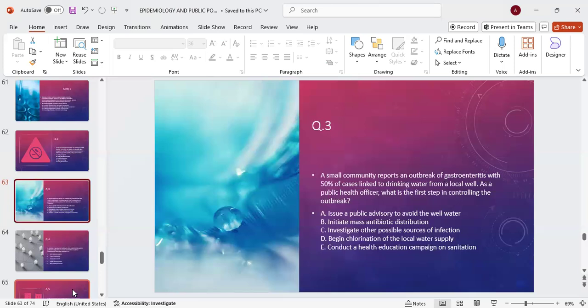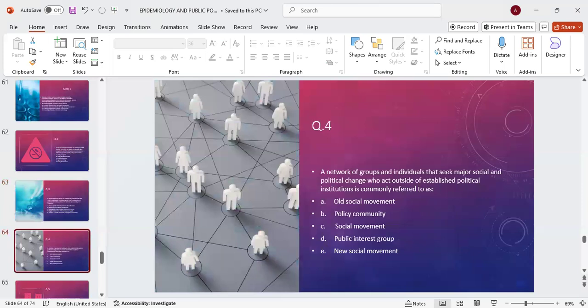Answer is option A, issue a public advisory to avoid the well water. MCQ number 4: a network of groups and individuals that seek major social and political changes, who act outside the established political institutions, is commonly referred to as: social movement, policy communities, social movement, public interest group, and new social movement.